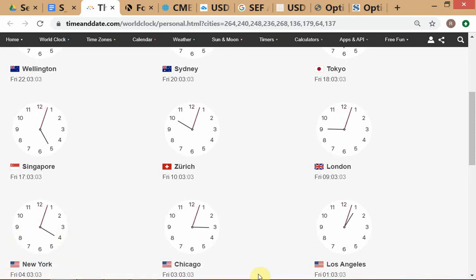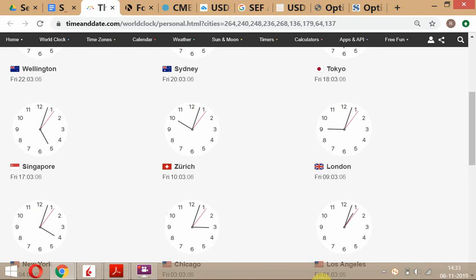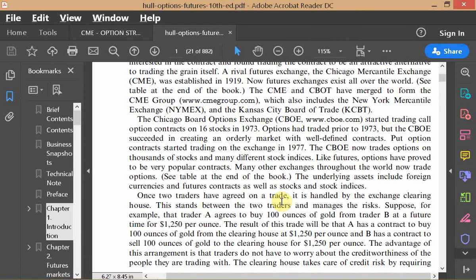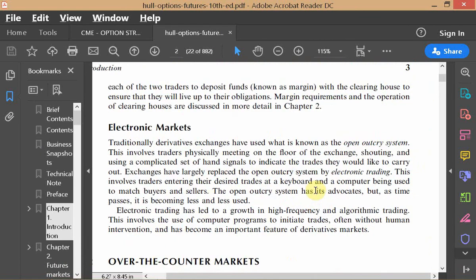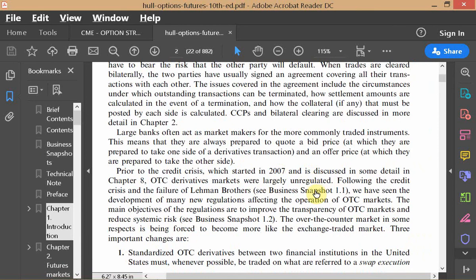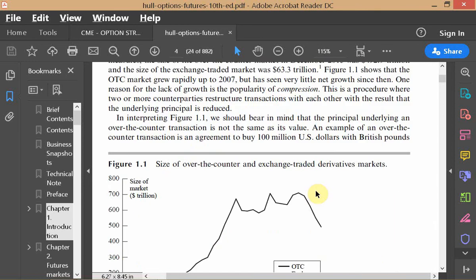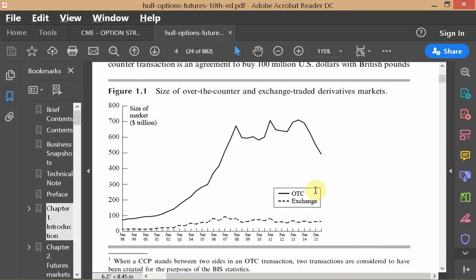So this is the problem with OTC markets. This is how they function. And trillions of dollars, you can see in the textbook where they have talked about the size of the OTC derivative markets. I don't know where exactly, somewhere in the, yeah, he's talking about market size. Look at this, look at the difference in the size. OTC versus exchange traded. OTC is the solid line. Somebody is stuck in the system.